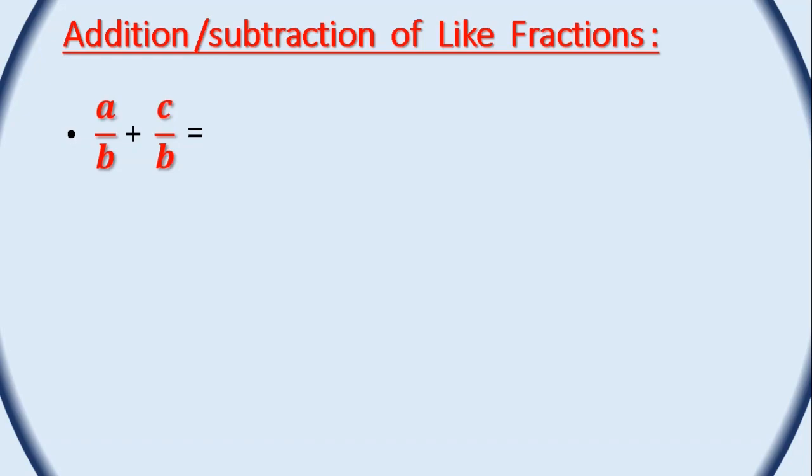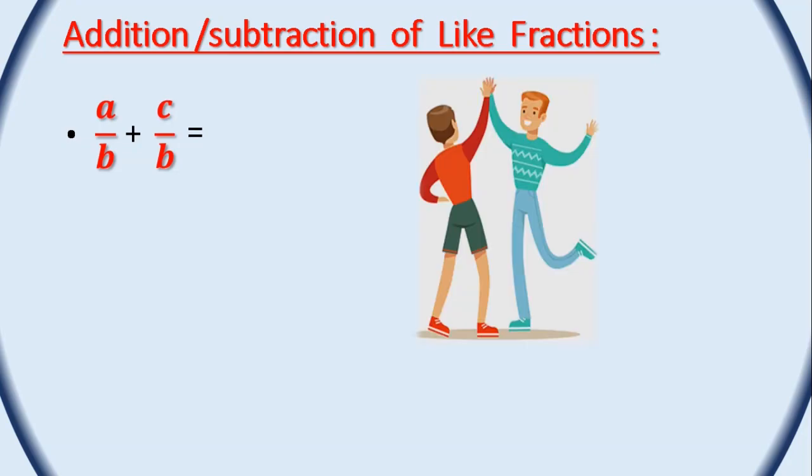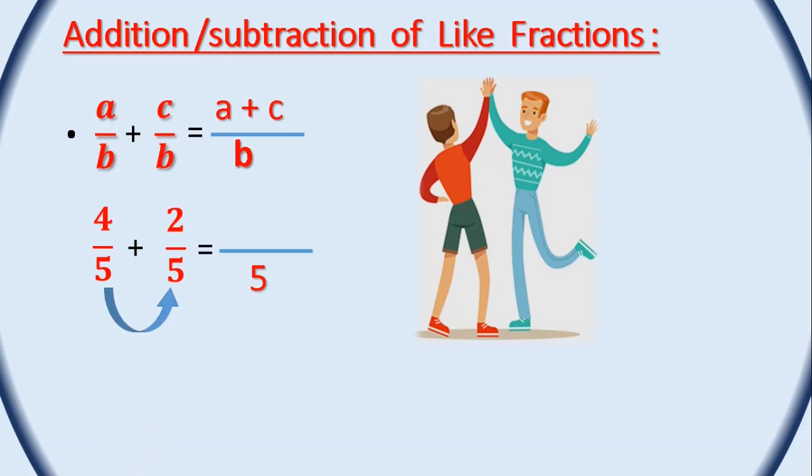Now, how to add or subtract like fractions? A over b plus c over b equals to? To add like fractions, we keep the denominator the same and we add the numerators. For example, 4 over 5 plus 2 over 5. Here we keep the denominator 5 and we add the numerators 4 plus 2 equals to 6.